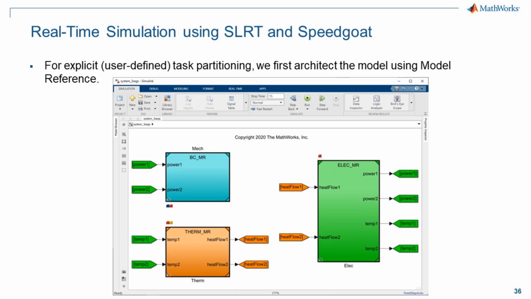For the user to have more control over task partitioning across multiple cores, we can use model reference. In this example, I've used 3 model references to construct the complete system. Let me actually open this model up and show you how the separate model references are connected.